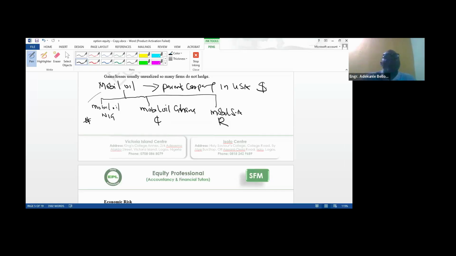In the process of converting these currencies to the currency of the parent company, that can give rise to exchange loss or exchange gain. And that is translation risk.